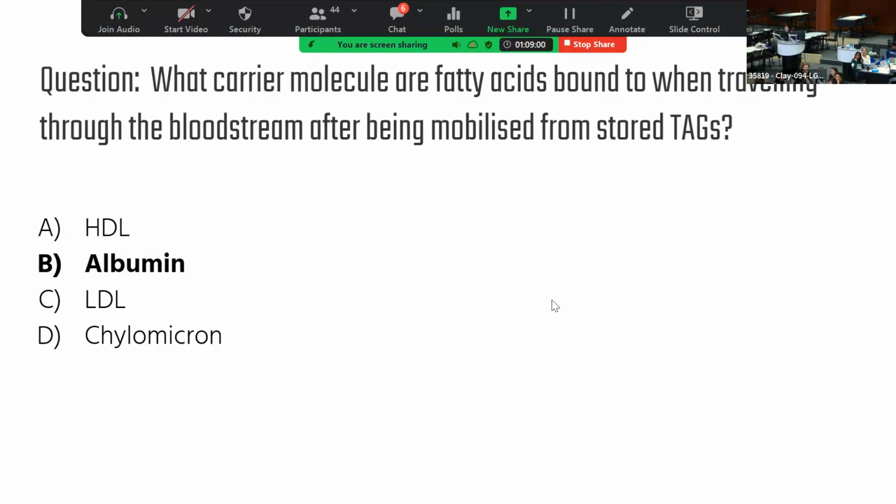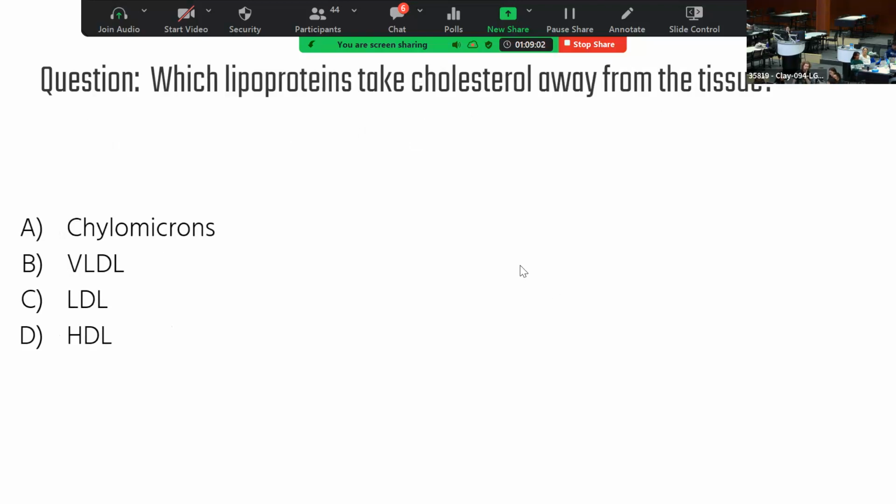So again, you'll know that once you read through those slides before. And then you should also know which lipoproteins take cholesterol away from the tissues. So you should know that this is like the good cholesterol that they kind of talk about. So which is HDL, so high density lipoproteins. So they take away the cholesterol from the tissue, which is better for you.